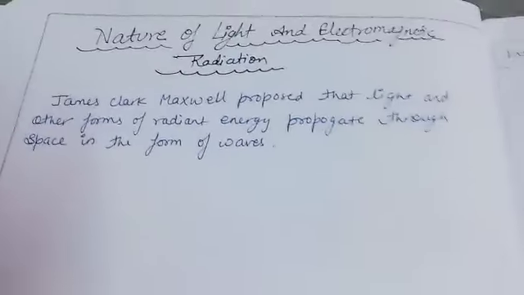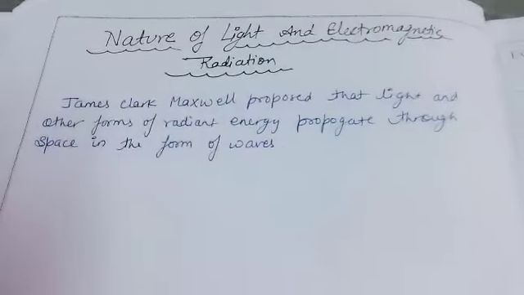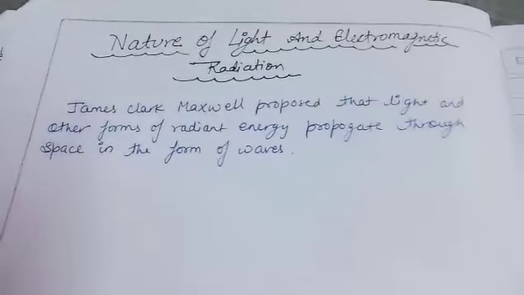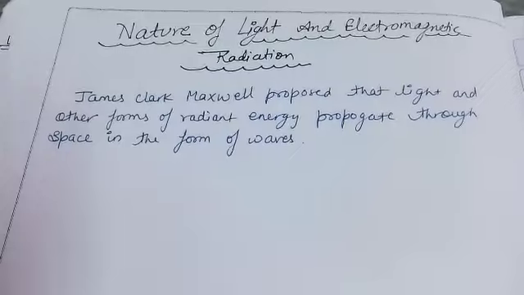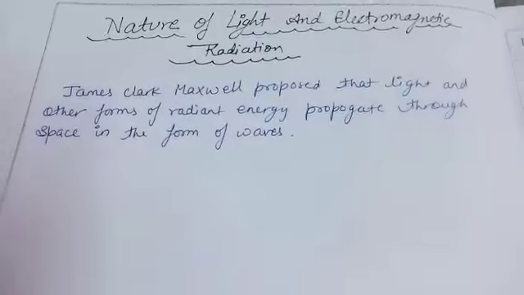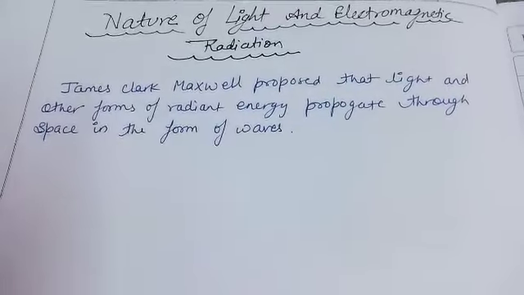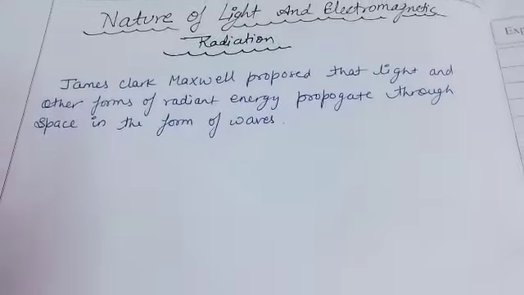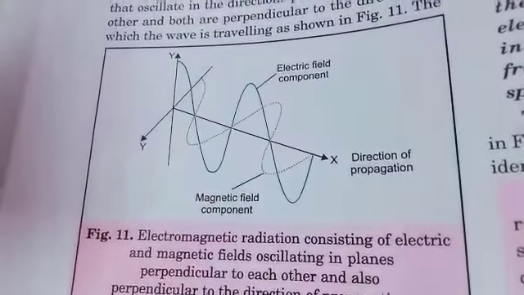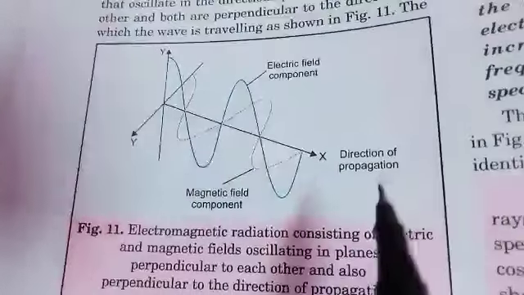Now, some characteristics of electromagnetic radiation. Radiation consists of electric and magnetic fields oscillating perpendicular to each other, and both perpendicular to the direction of propagation of radiation. These radiations are known as electromagnetic radiation. Now just see how it propagates, how it travels. Here one is the electric field, one is the magnetic field, and another one is the direction of propagation.